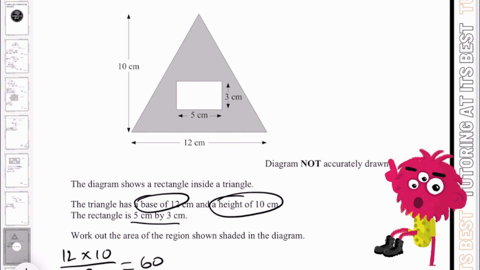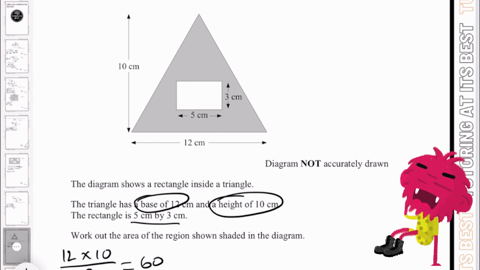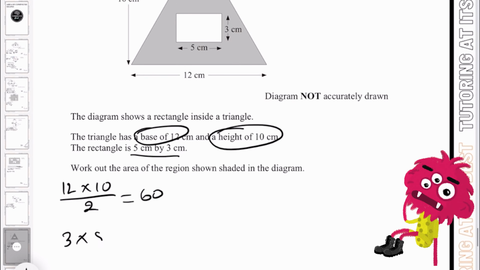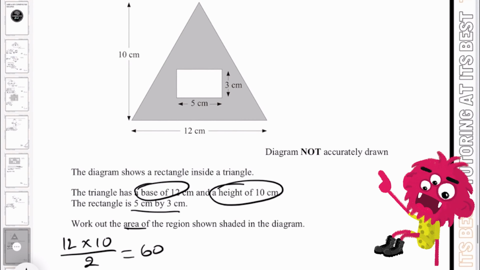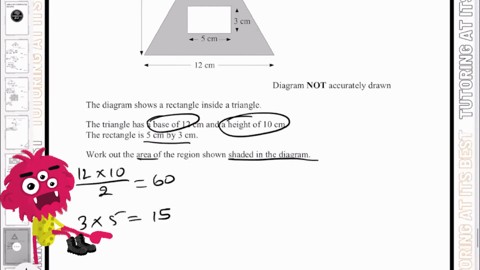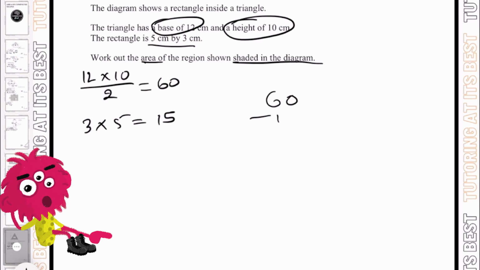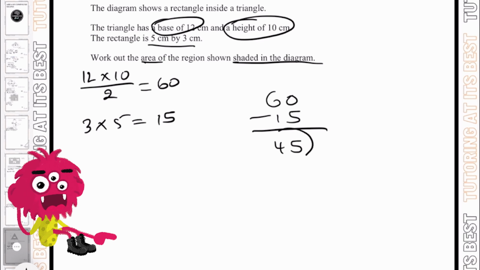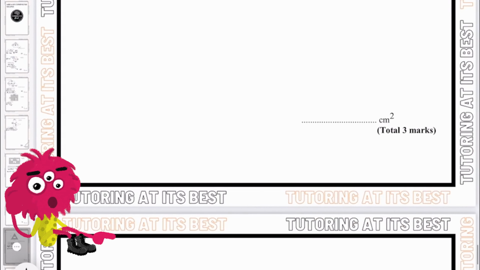And we have a rectangle with measurements of 5 by 3. So we can have 3 times 5, which gives us 15. And now because they are asking us to work out the area of the shaded region, we can simply subtract them. So 60 minus 15 gives us 45. And that is our answer there.